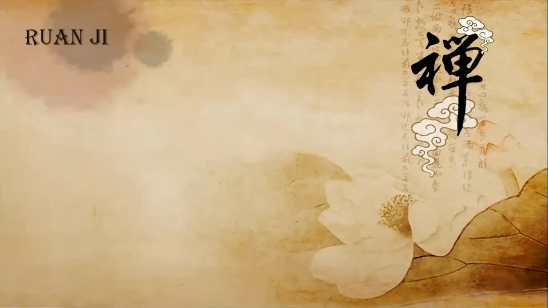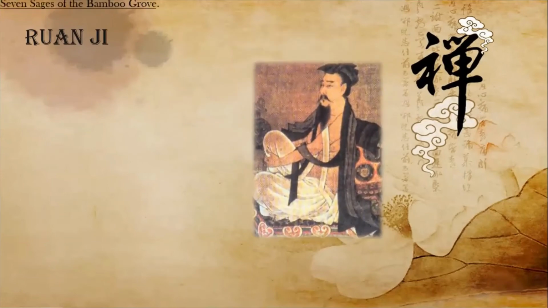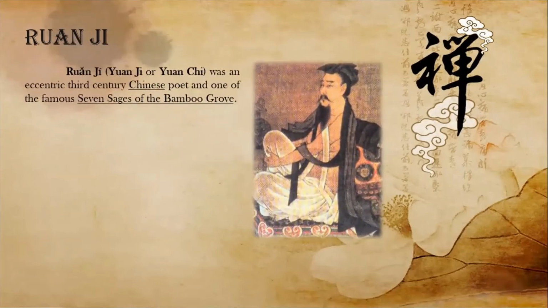Let us now proceed to the second poet, Ruan Ji. Ruan Ji was an eccentric 3rd century Chinese poet and one of the famous Seven Sages of the Bamboo Grove. The Seven Sages of the Bamboo Grove is a group of people who also made poems, stories, essays, and more. But Ruan Ji was mainly a poet, and sometimes he wrote essays.